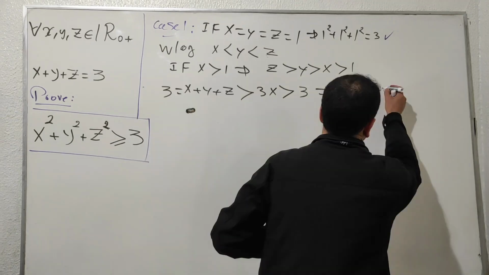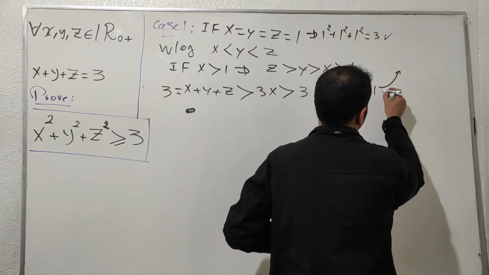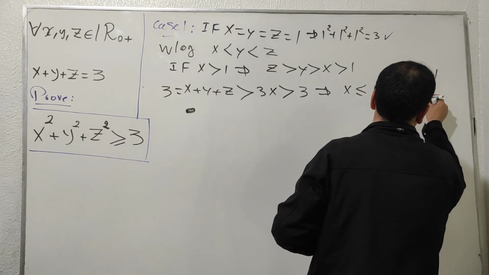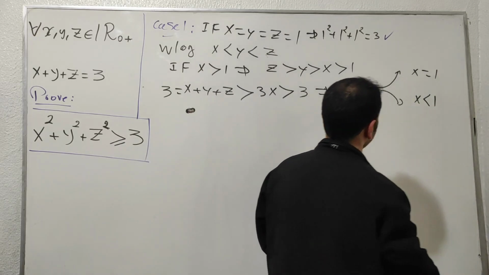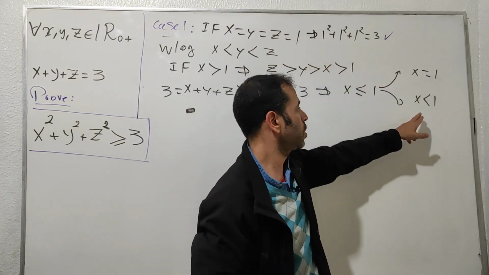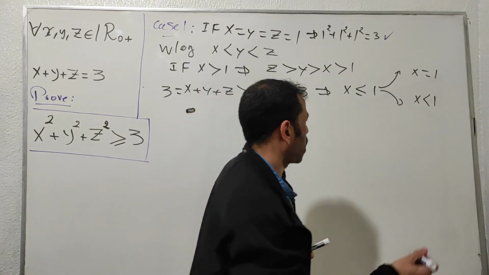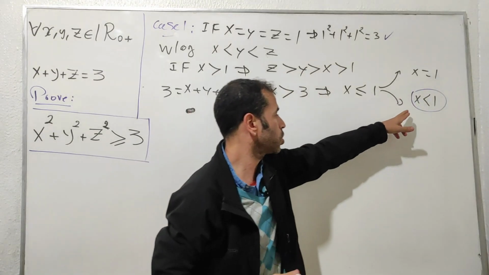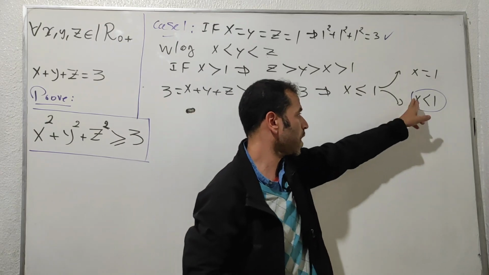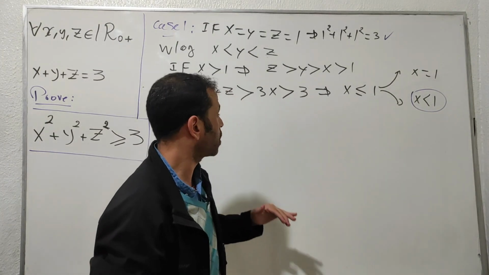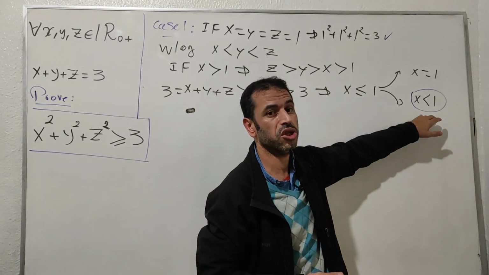So this tells us x equals 1 or x is strictly less than 1. For x equals 1, we have already proven that, we have a solution for that. Now we are on this one. So our assumption is true, which means x must be strictly less than 1. Okay? Let's build our proof based on this condition.